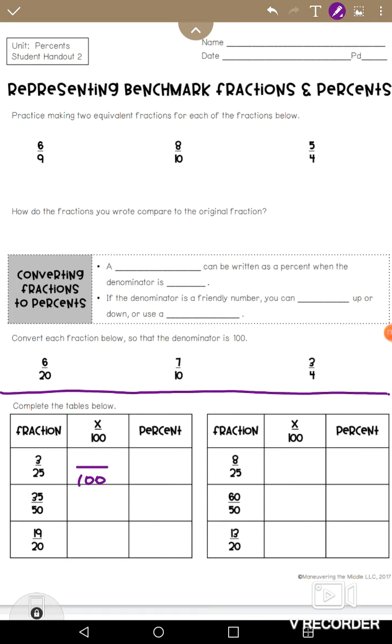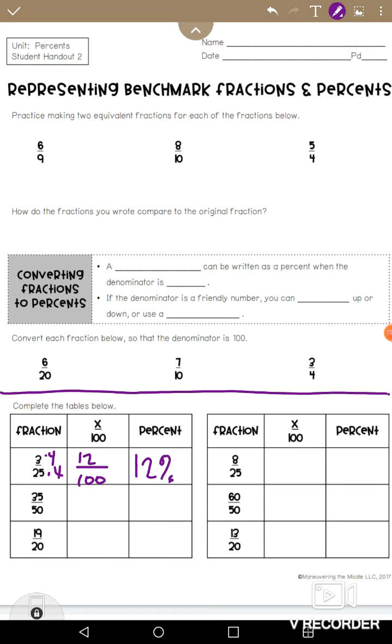3/25ths, what times 25 equals 100? 4. What I do to the bottom, I do to the top. That's just the rule. 3 times 4 is 12. 12 hundredths. We know that is going to be 12%. 12 out of 100, part to whole, 12%.